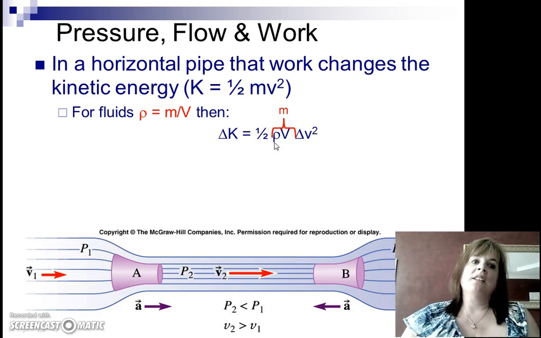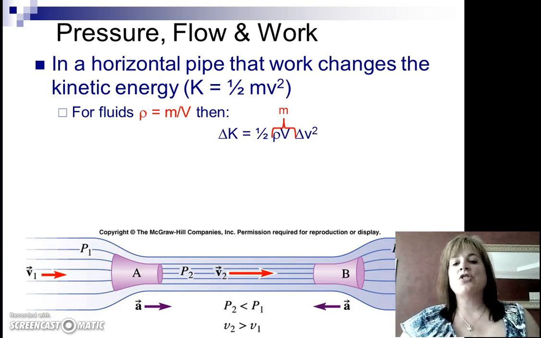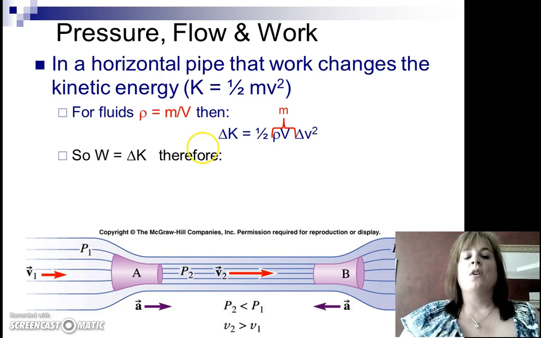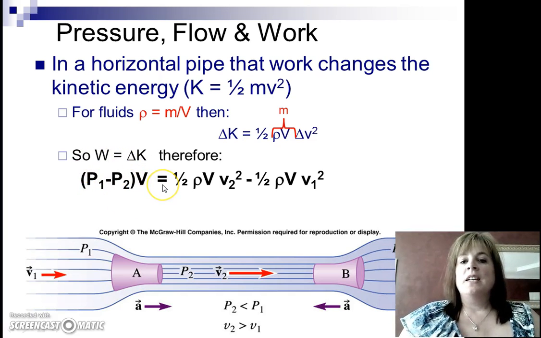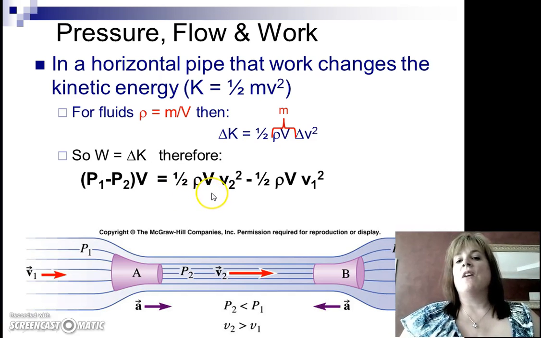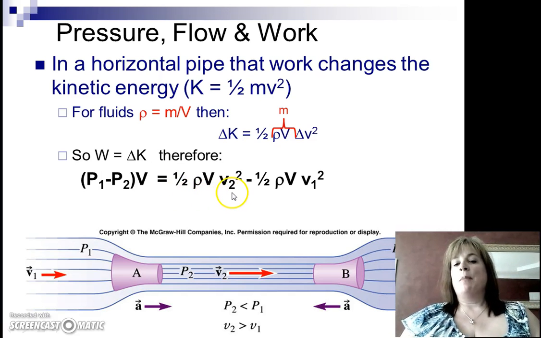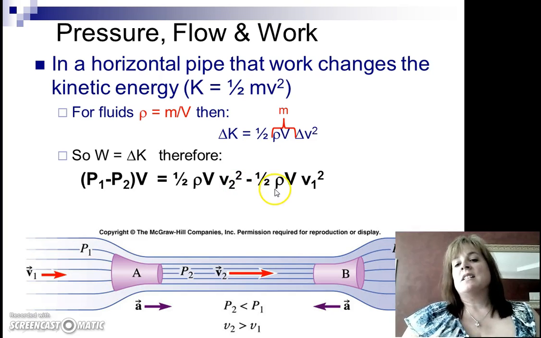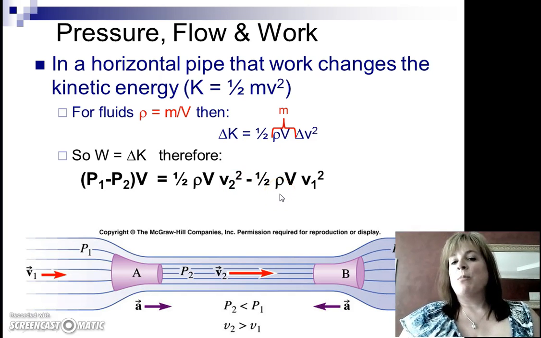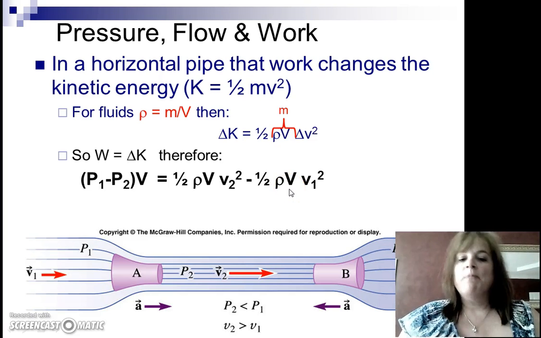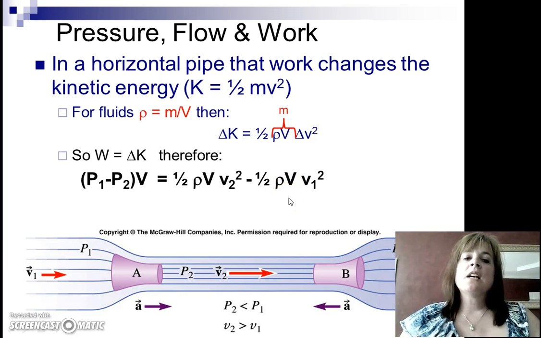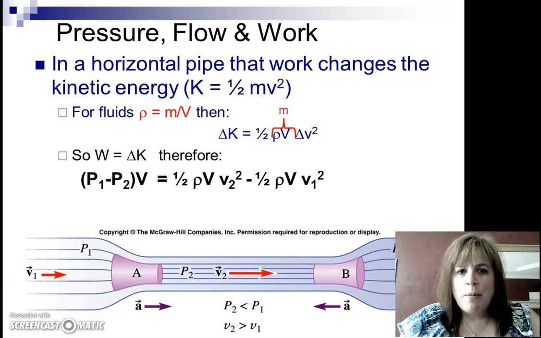So in this case, the work is changing the kinetic energy in our horizontal pipe. So if work equals a change in kinetic energy, then we have the pressure difference times the volume is equal to the difference in the final kinetic energy, 1/2 density times volume times the velocity at point 2 squared, minus the initial kinetic energy, or the kinetic energy at point 1, 1/2 density times volume times velocity at 1 squared. Of course, that's for a horizontal pipe.